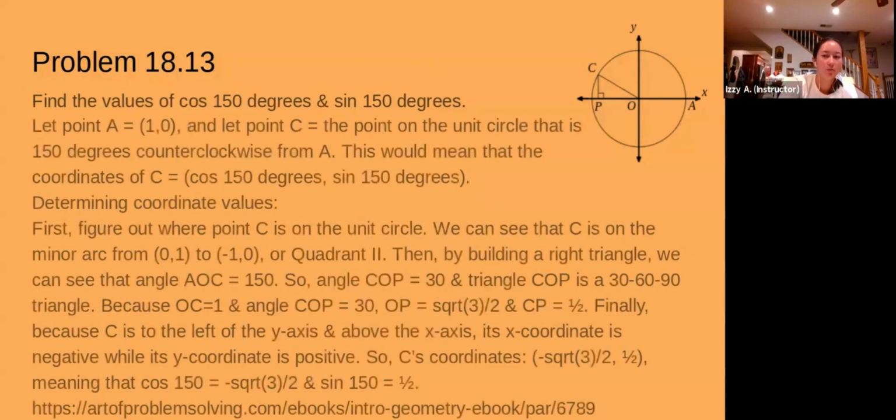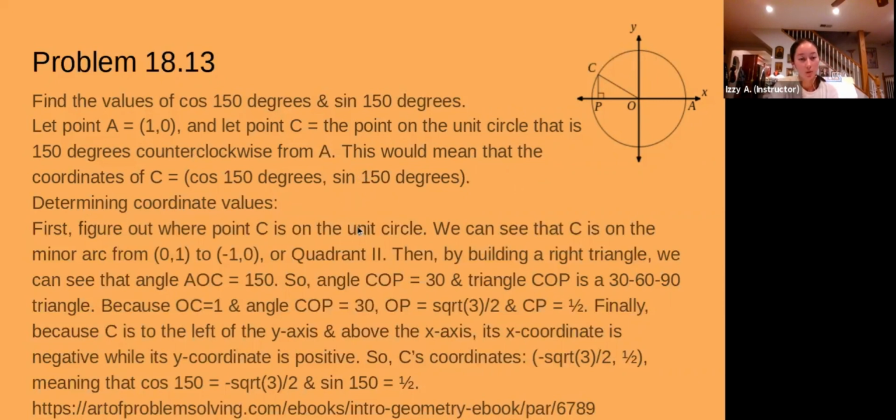Okay, so first we're going to let point A equal (1, 0). And then we're going to let point C equal the point on the unit circle that is 150 degrees counterclockwise from A. So then this would mean that the coordinates of C are going to be cosine of 150 degrees, because cosine is always going to be the x coordinate, and then sine of 150 degrees, because sine is always the y coordinate.